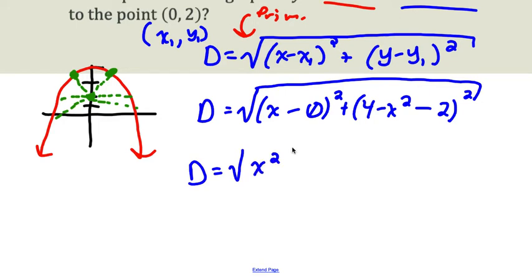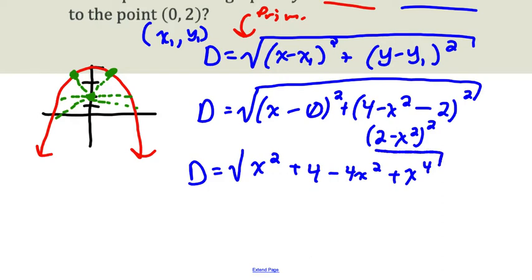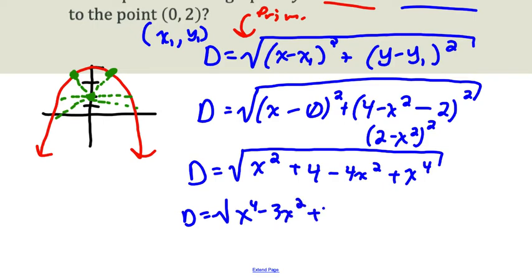So x minus 0 quantity squared is just x squared. If I'm squaring this, first of all, 4 minus 2 is just 2 minus x squared, quantity squared. So instead of rewriting that whole thing, I'm just going to make a little note there underneath it. So when we square this, 2 squared is 4, minus, multiply these 2x and then double it, so 4x squared, plus the last one squared, x to the 4th. Clean it up. x to the 4th minus 3x squared plus 4. All right, there is your distance formula.